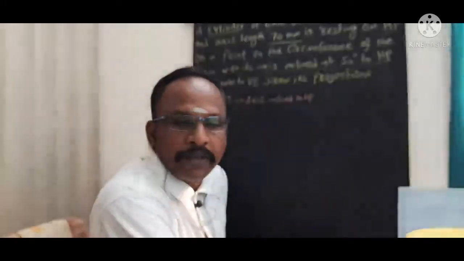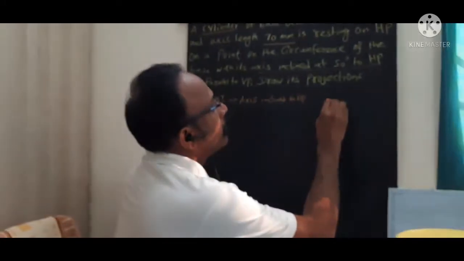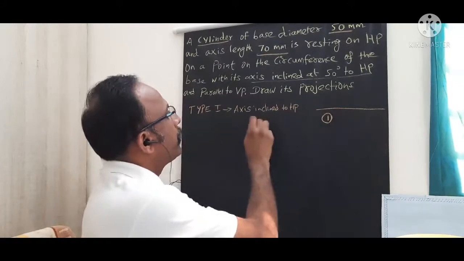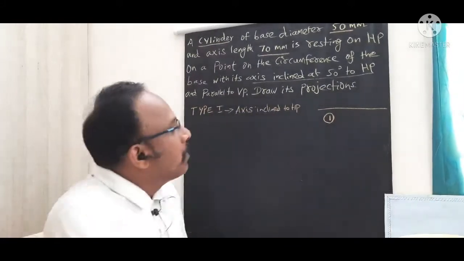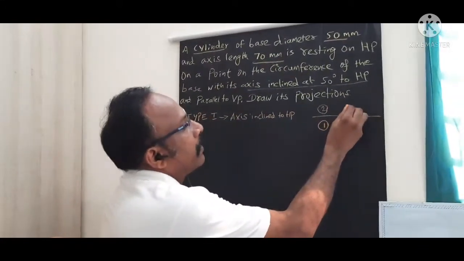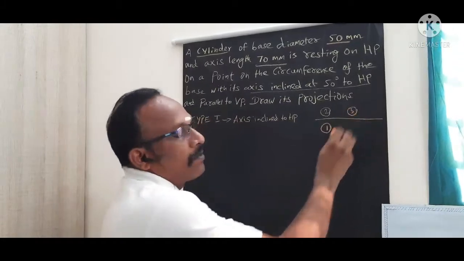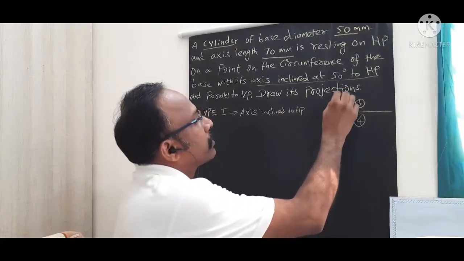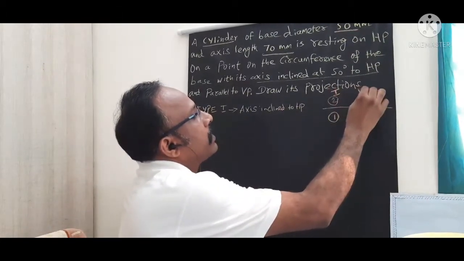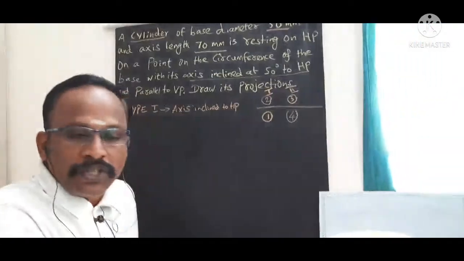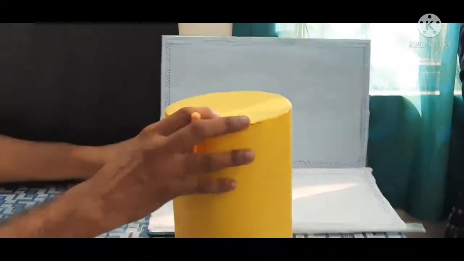Now for type 1 we have 4 steps. What is the step number 1? First draw the top view, because type 1 problem means axis inclined to HP, so first draw the top view, then you can draw the corresponding front view. Then we can go to step number 3. This is the final front view, and complete the final top view. We have the 2 stages, stage number 1 and stage number 2. This is the type 1 important problem. So I will proceed with demonstration, then we can explain how we are going to solve this particular problem.